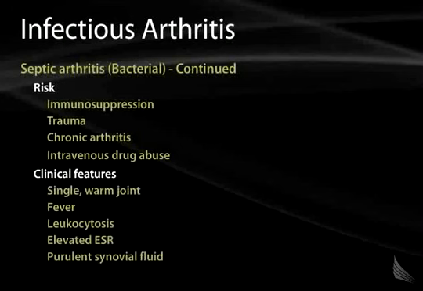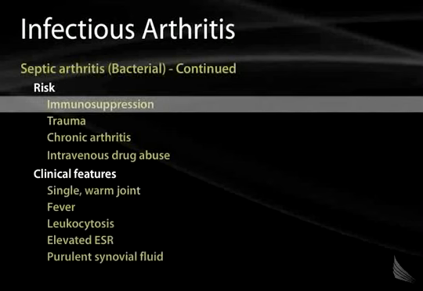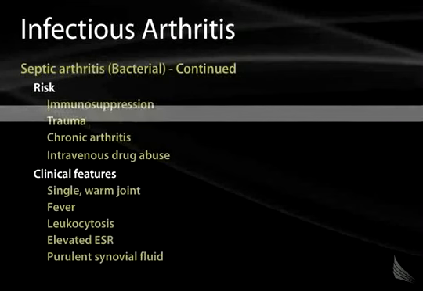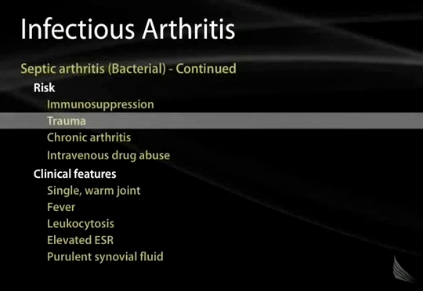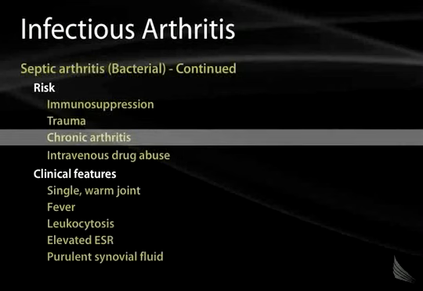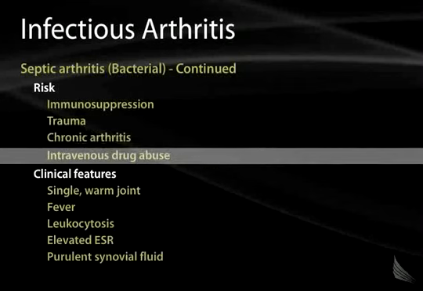Risks for developing a septic arthritis are some of the things that put you at risk for infection elsewhere. Thus, think about this in patients who are immunosuppressed. Also think about it with patients who have had trauma and may have had direct exposure of the joint space to a particular infectious organism. Also, patients who have chronic arthritis are prone to the development of infectious arthritides, and of course, patients who use intravenous drugs put their system open to the development of not just things such as osteomyelitis, but also infectious arthritides as well.